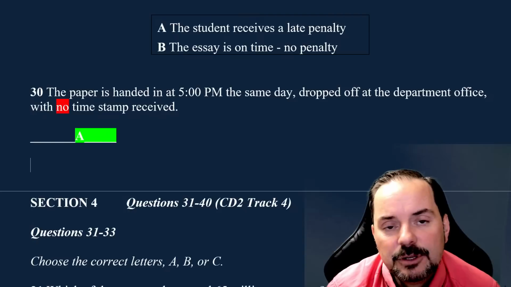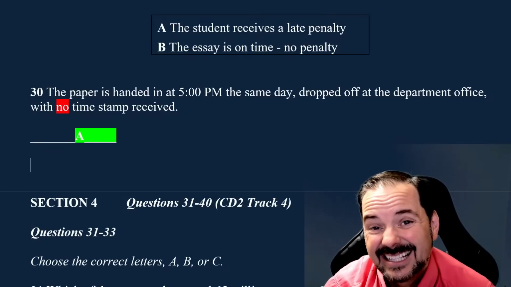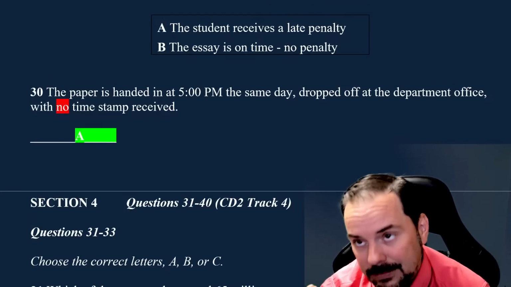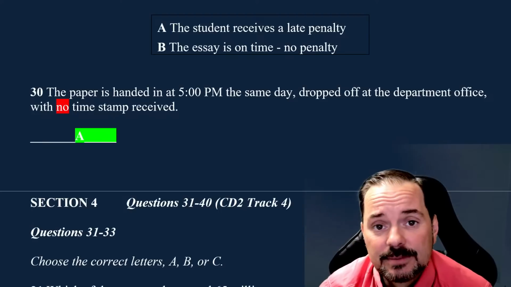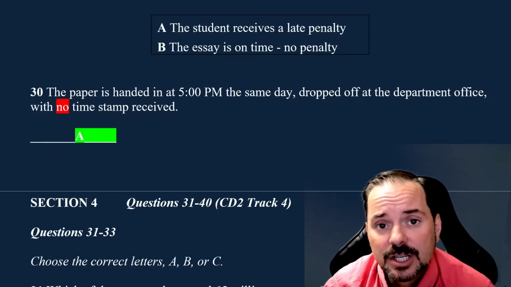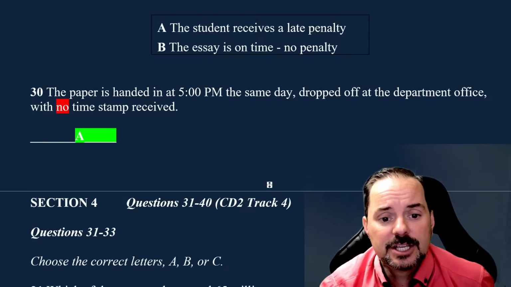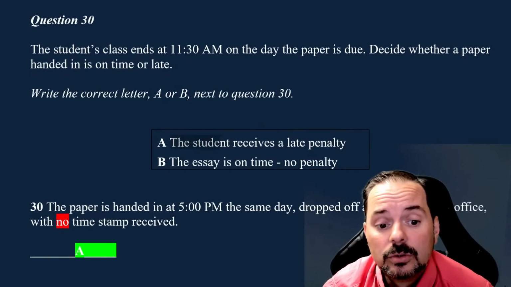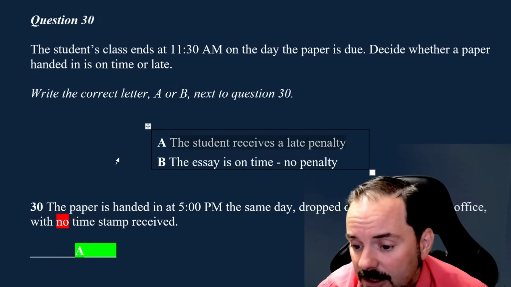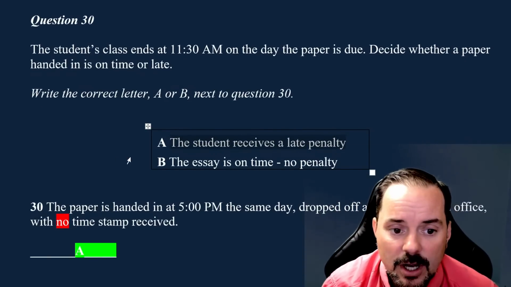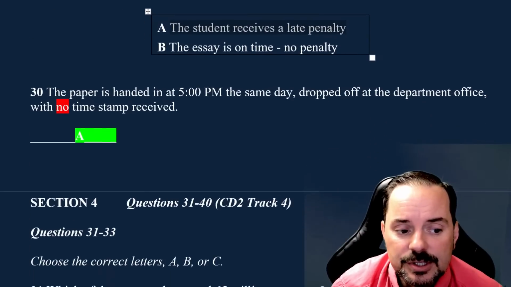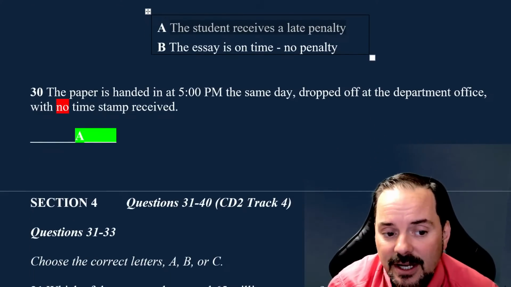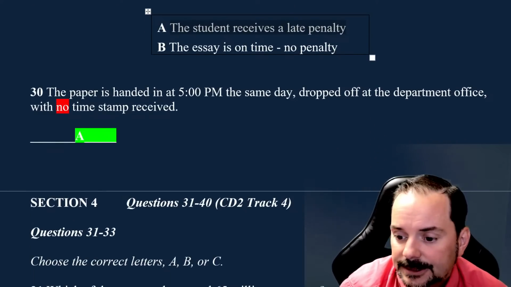Okay. Now, if you miss this type of question, if you're like, I didn't get that though, Adrian, go to the transcripts, check the transcripts, look at the conversation again, and see how this information and the information given in the audio lead to the answer. The student receives a late penalty. Okay, everybody got that? So pay attention to those negative words with no timestamp received.